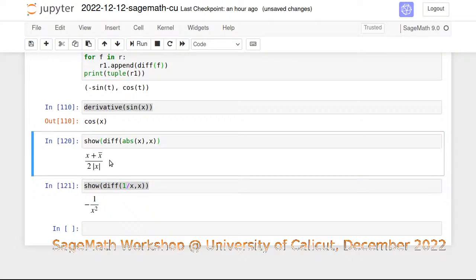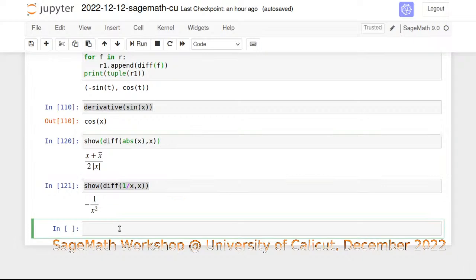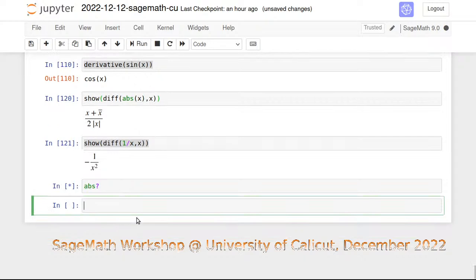But why it's still giving such a fancy answer is somewhat not understandable to us. It would have simply given 2x by 2 mod x or x by mod x. Here, x by mod x would have been a better answer, right? Instead of x plus x bar by 2 mod x. I think this is because absolute value function is considered to be a complex function, and it's trying to differentiate a complex function. That is what is happening here. Or let us try to see abs and other properties.